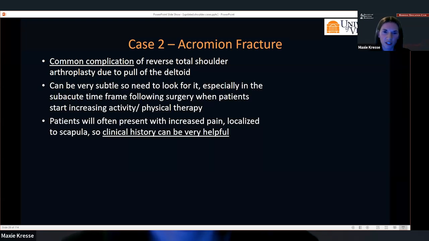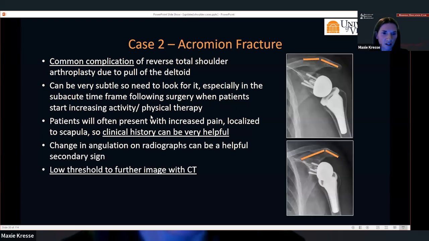It can be really subtle, like sometimes you don't even see the fracture line, you just see that change in angulation. And the history can be really helpful because patients often do have increased pain, and it's often in that subacute time frame when they start doing physical therapy, they start doing more things around the house, and then they realize, oh, I'm actually feeling worse rather than better. So this angle, I think, is a pretty helpful secondary sign. And on these patients, you should have a pretty low threshold to get a CT just because we know it's a complication that can happen. It can be hard to see on radiographs.